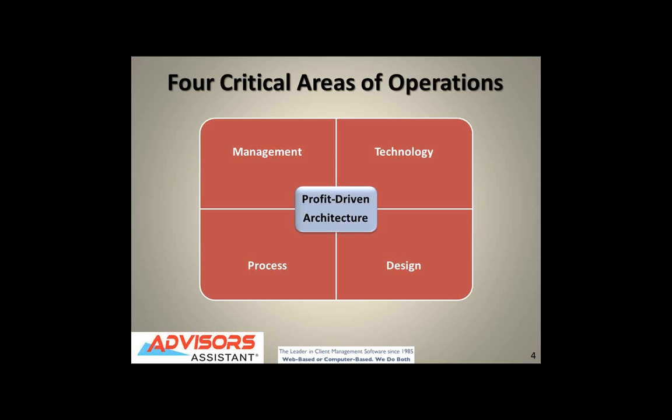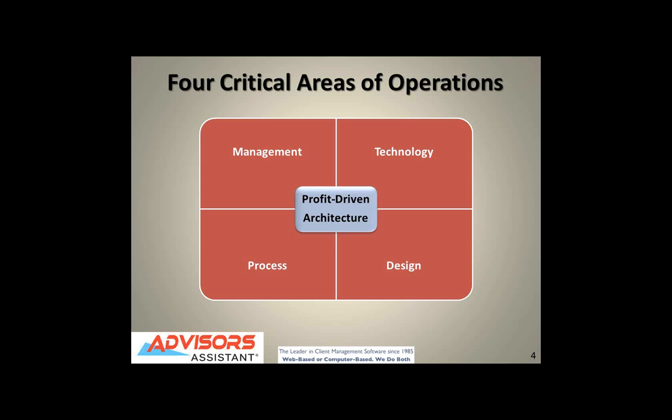Several years ago, I identified something called the profit-driven architecture. It looks at 4 areas of a financial practice's operations with an eye toward increasing the efficiency in each of those areas. The 4 areas are management, technology, process, and design. And if all we did was increase the efficiency in each of those 4 areas, in my opinion, it would not be enough. You need to look at these 4 areas holistically to ensure that you reach the highest levels of efficiency, productivity, and net profitability.